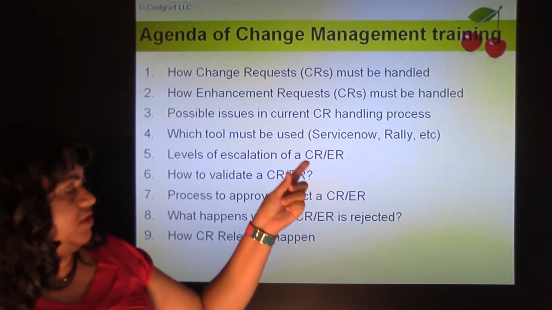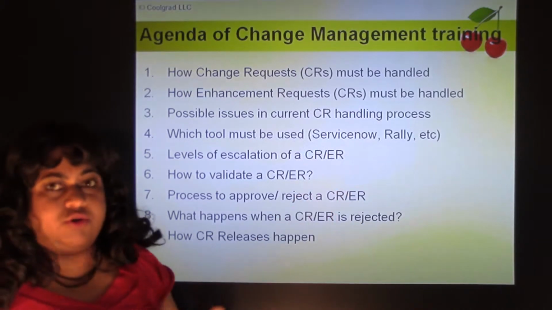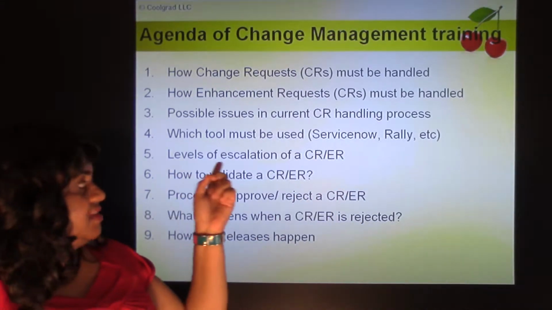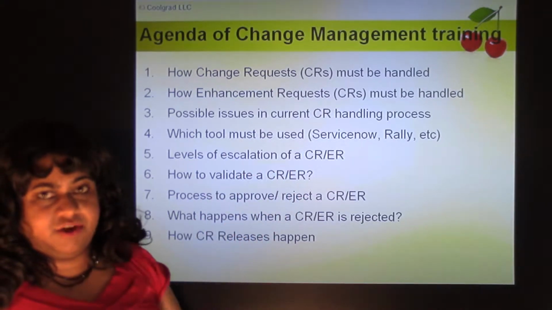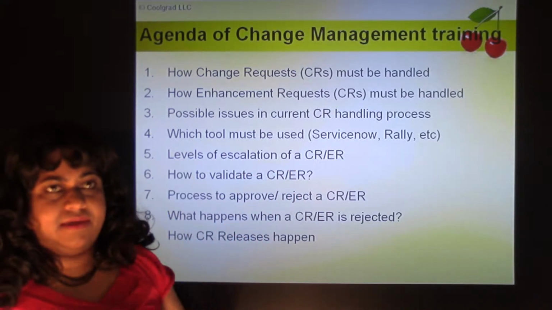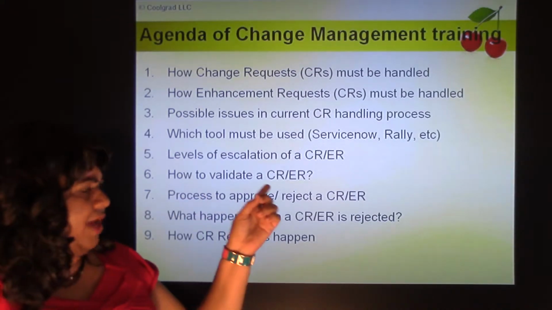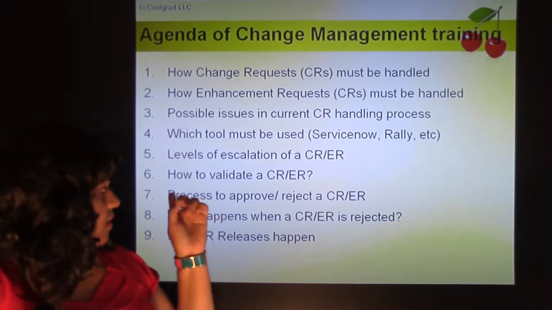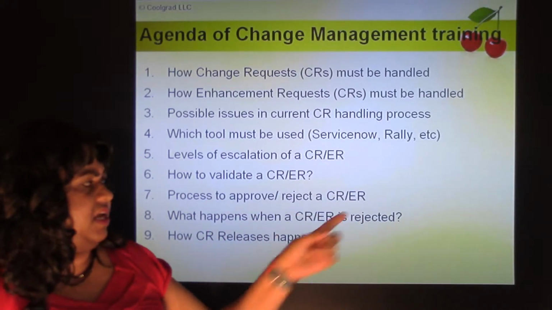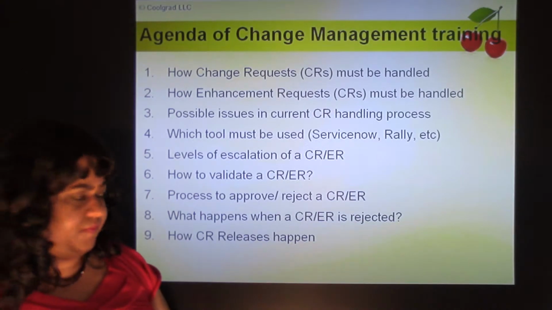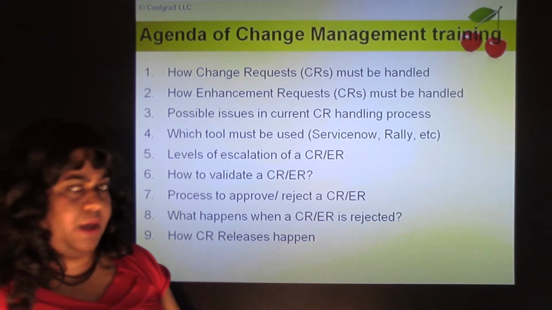Which tool must be used, like ServiceNow or Rally, or what tool to use for change request handling? Levels of escalation of a CR and an ER. How many levels should they be handled in before they are closed out? How to validate a CR or ER. Process to approve or reject a CR or ER. What happens when a CR or ER is rejected? How CR releases happen.